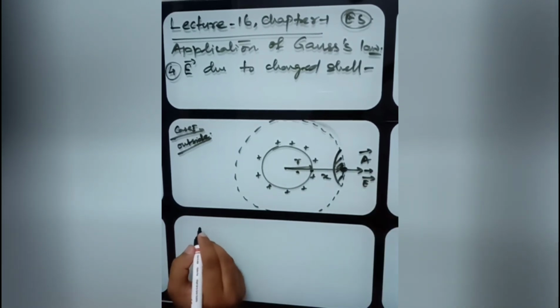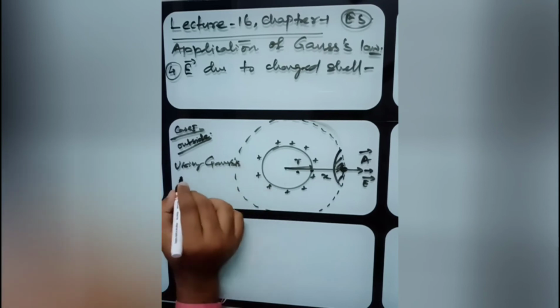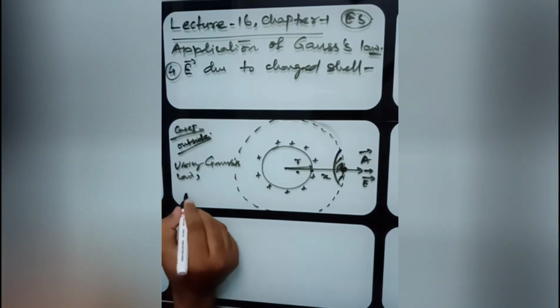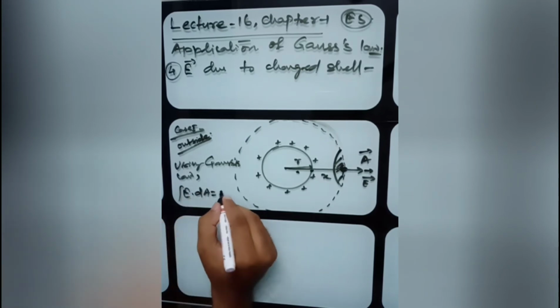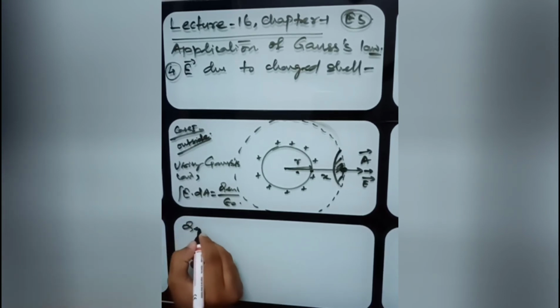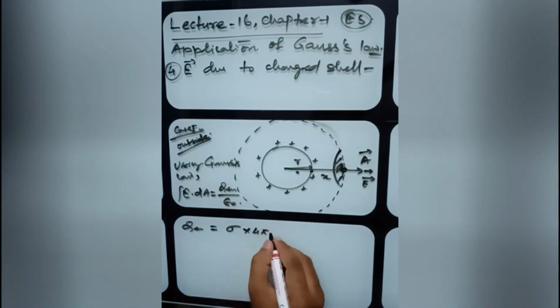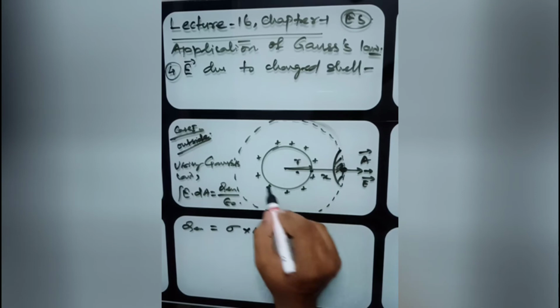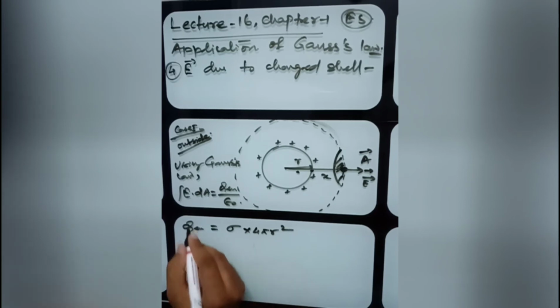Using Gauss law, we can write E dot dA is equal to Q enclosed by epsilon naught. Now we have to write the Q enclosed, and how much will this be? It is sigma times the total area, the area of the sphere, 4 pi r square. Since the charge is spread over this r square, not over the x, so sigma 4 pi r square. This is the Q enclosed.